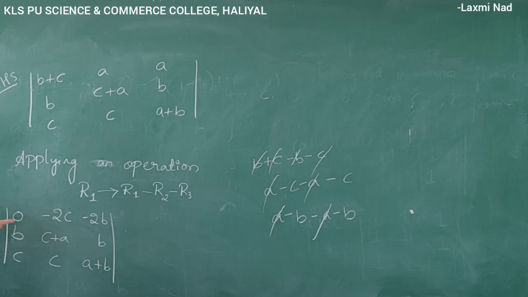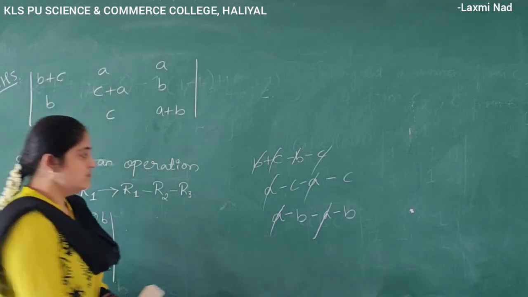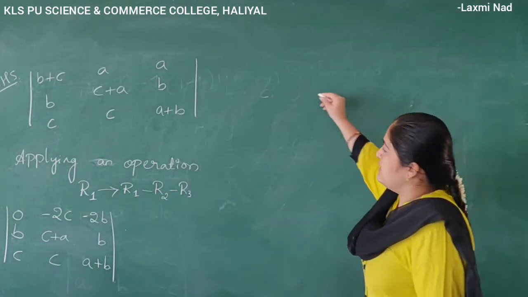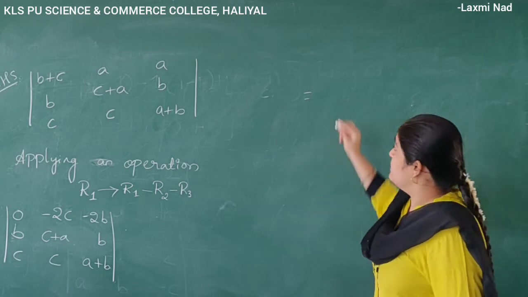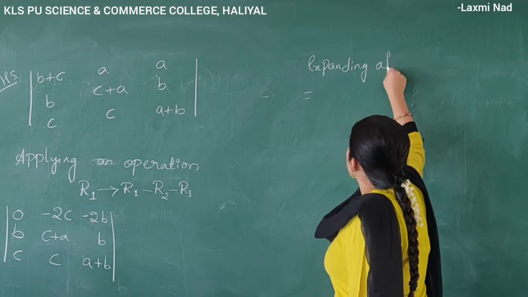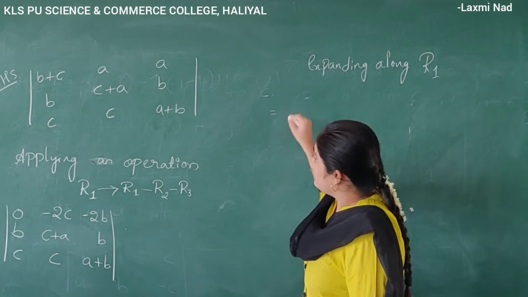Here one element you got as 0. So always at this stage you need to expand the determinant. Why? Because if one element is 0, then it is very easy to calculate the remaining two terms. You can choose along C1 or R1. So the required answer will be obtained by expanding the determinant along R1. So what do you get here?